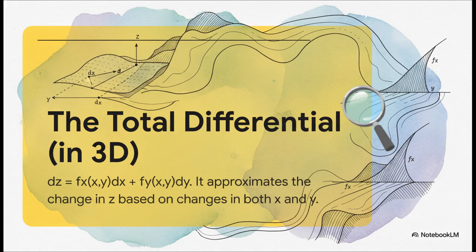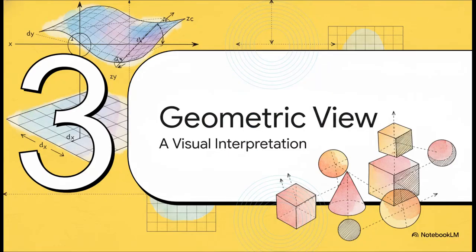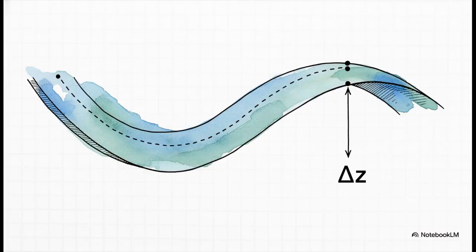Makes sense, right? Okay, that formula is great and all, but what does it actually mean? What are we looking at? Let's get a picture in our heads, because this is where the whole concept is going to click into place. Just imagine our function is a curved blue sheet or a hill. If you actually walk from one point to another on that surface, the actual honest-to-goodness change in your height, we call that delta z, is the change you feel as you walk along that curve. It's the real, exact value.